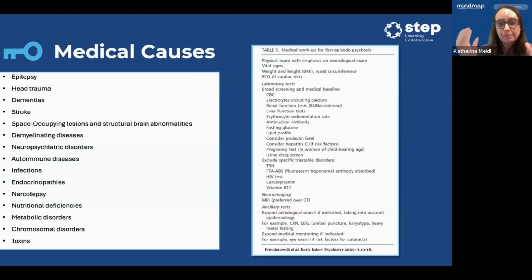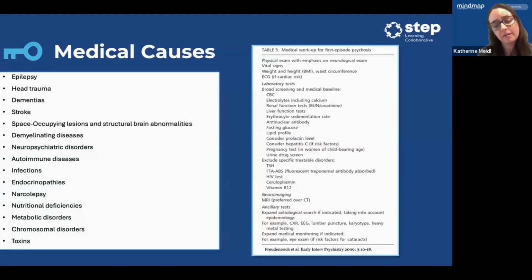So in broad base, when we think about different medical causes, epilepsy is one that often comes to mind, specifically and more often a temporal lobe epilepsy. Head trauma is also something to think about. Dementias can be associated with psychosis, specifically Lewy body, Alzheimer's, Pick's disease. And then thinking about strokes, these are more rarely associated with psychosis, but still something to think about.